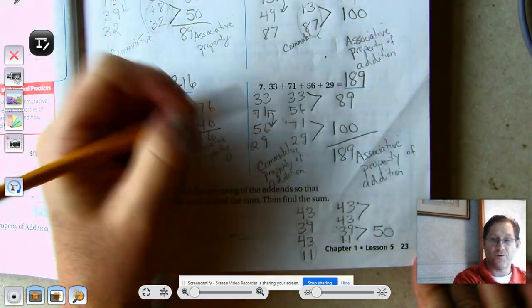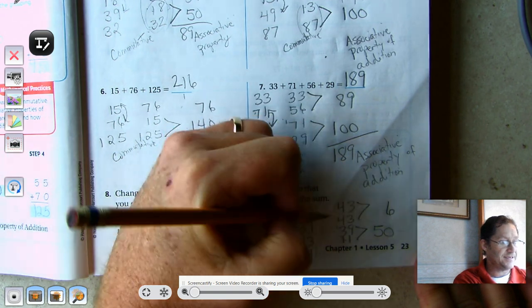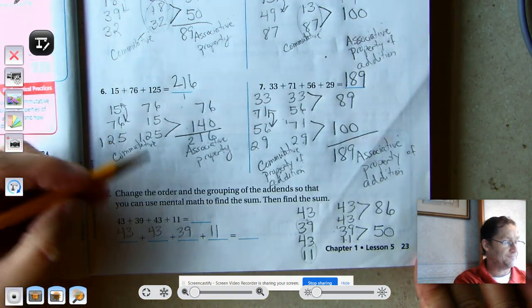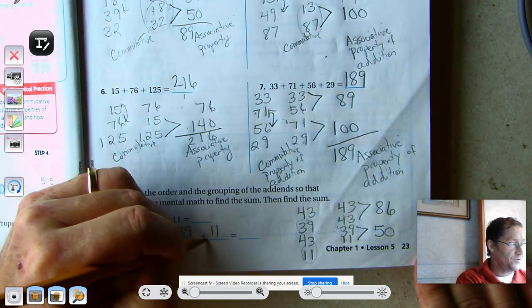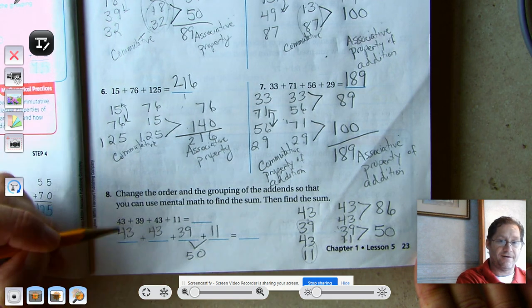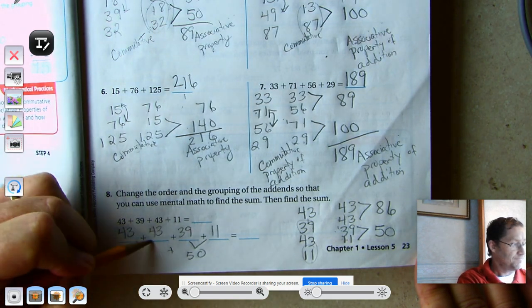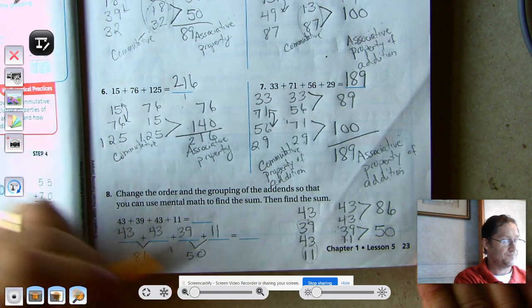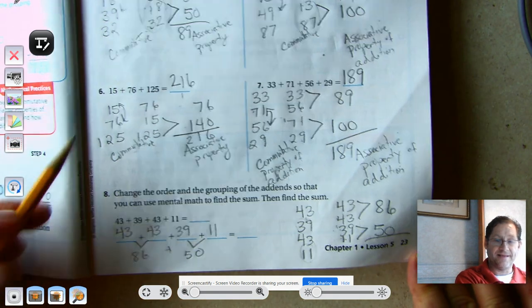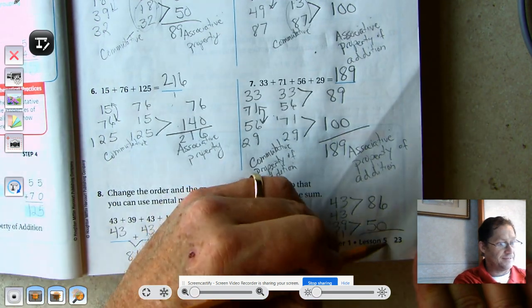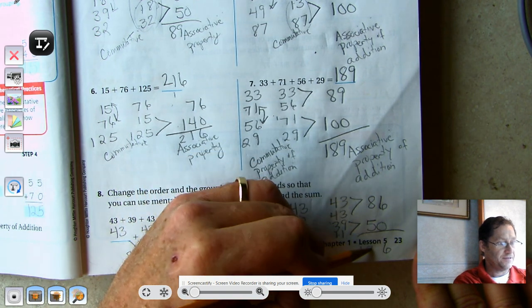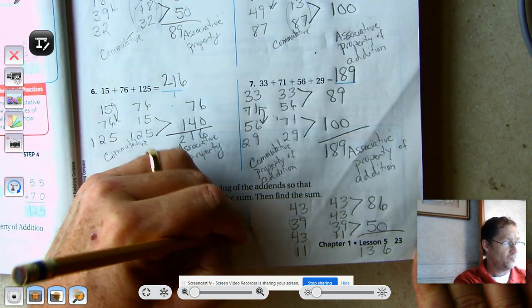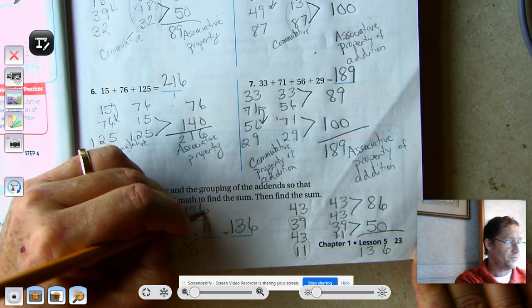Now combine the two 43s. 3 and 3 is 6. 4 and 4 is 8. So if we were doing it underneath here, that would be 50 there. And 86 there. And now let's combine the 86 and the 50. 6 and nothing. 8 and 5 is 13. 136.